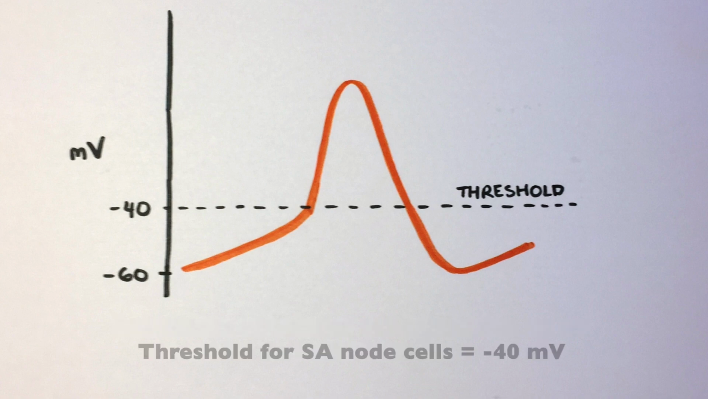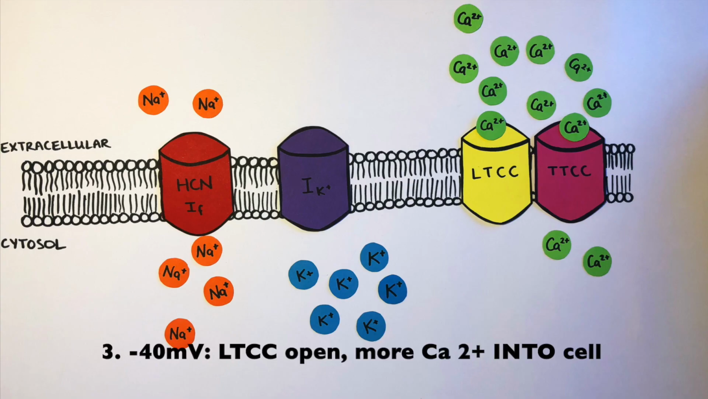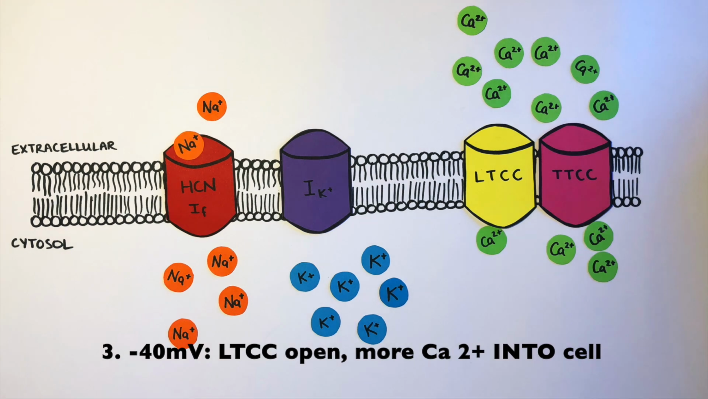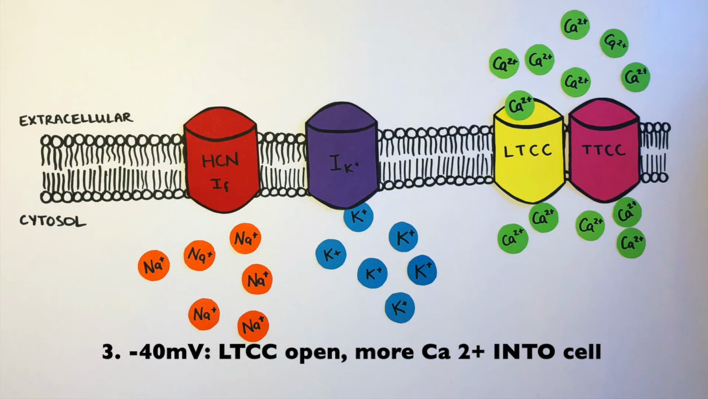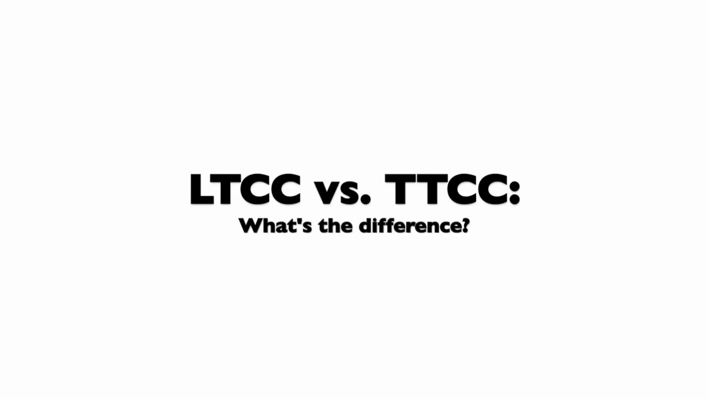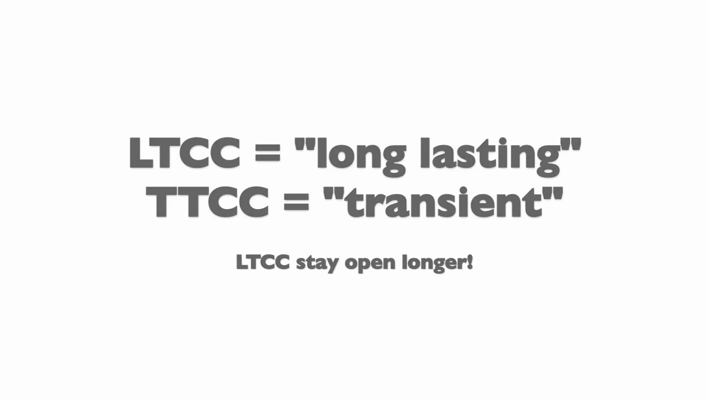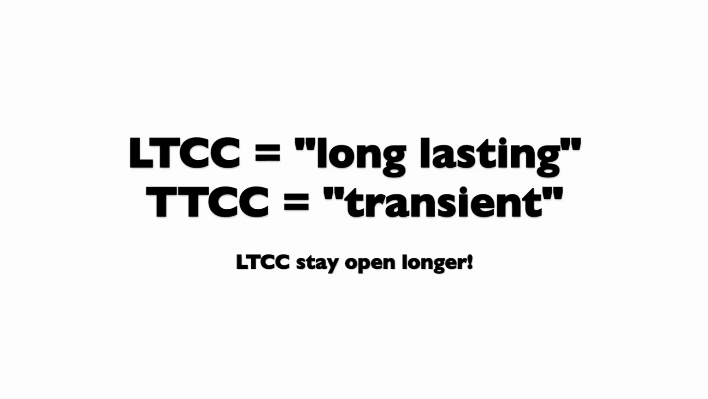When the membrane potential reaches -40 millivolts, which is the threshold value of this action potential, L-type calcium channels, shown in yellow, will open as well. This leads to further calcium influx and depolarization up to around 0 millivolts. The L in L-type calcium channels means long-lasting, whereas T-type are transient. This refers to the length of activation of each channel type, meaning the L-type channels will be open longer.